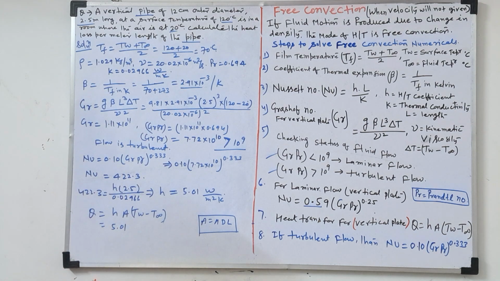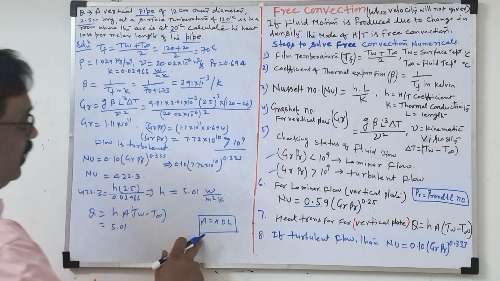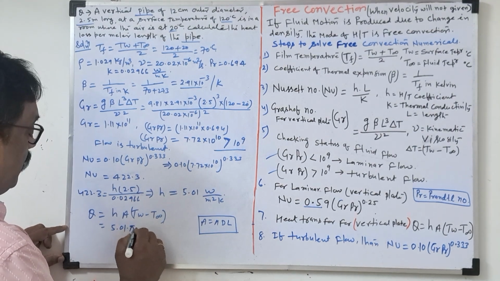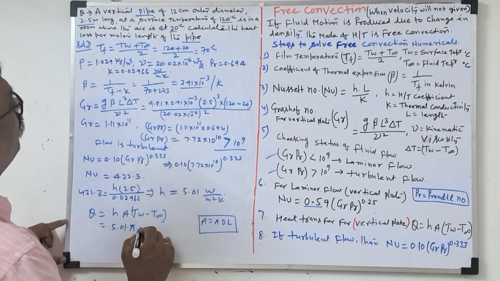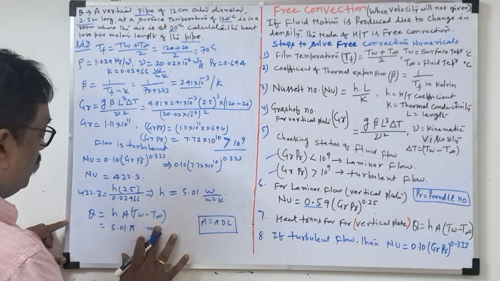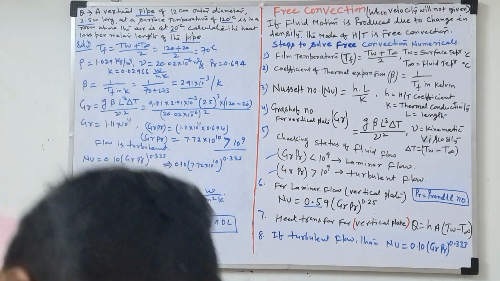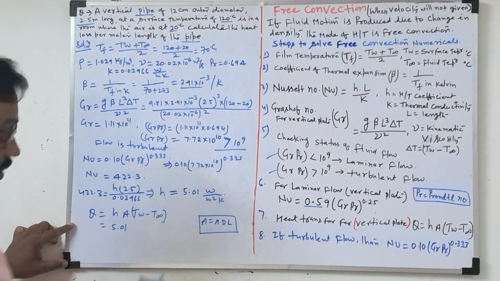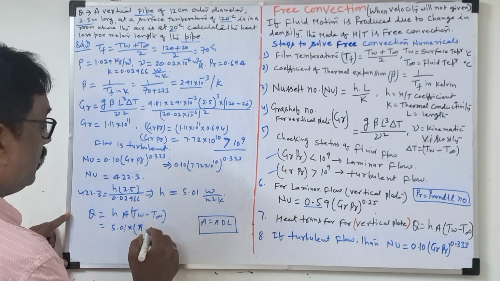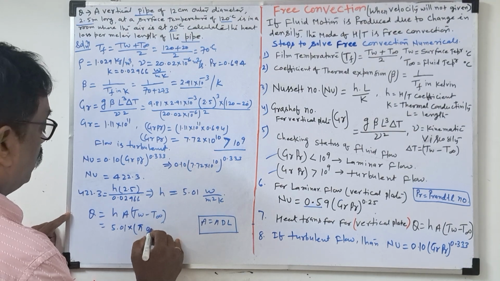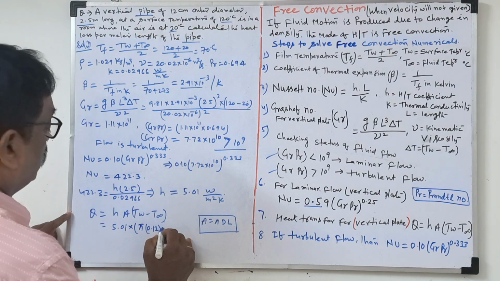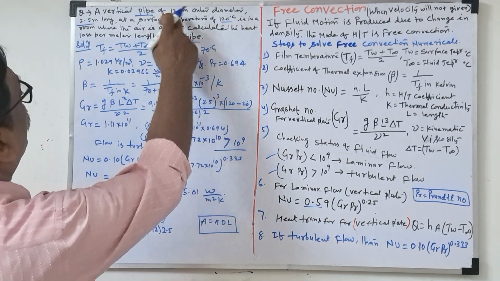Before, we always solved the problem for a vertical plate, where area means length into breadth. So now pi into diameter, 12 centimeter, so 0.12. Write it in meter, in product form: into pi into 0.12 into length, because 12 centimeter we are now making meter.